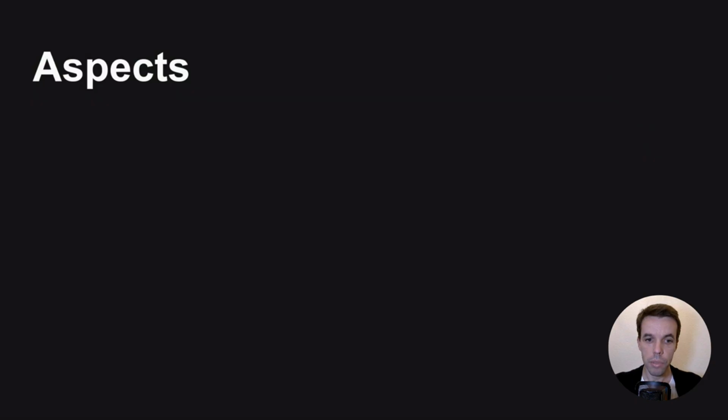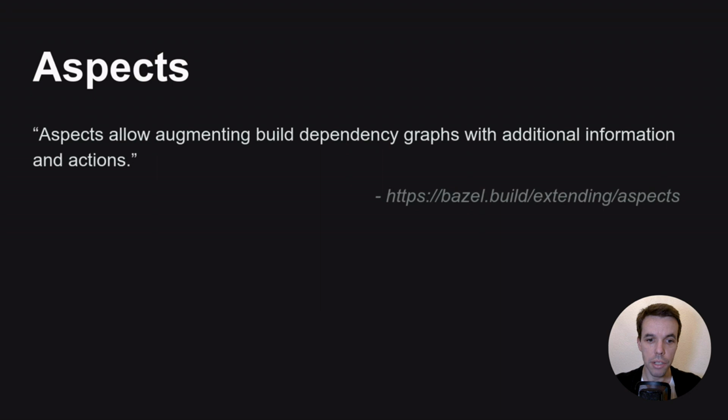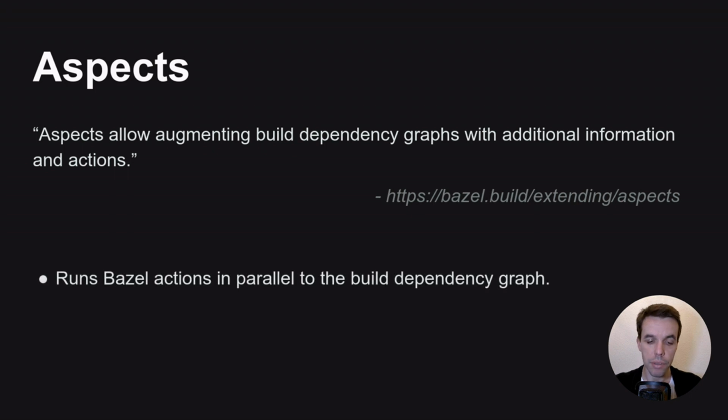So today I will try to explain the concept of aspects with Bazel. According to the Bazel documentation, aspects allow augmenting the build dependency graph with additional information and actions, which means, in simpler terms, that you can run Bazel actions in parallel to the existing build dependency graph. You can see it as some kind of visitor pattern. In short, you can add Bazel actions to each node of the graph you're building.